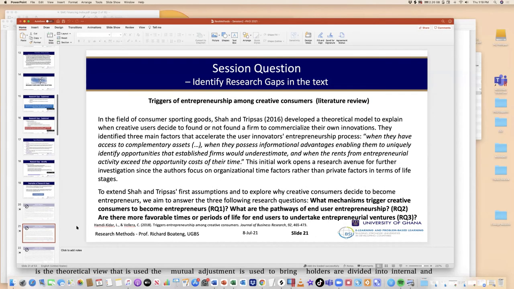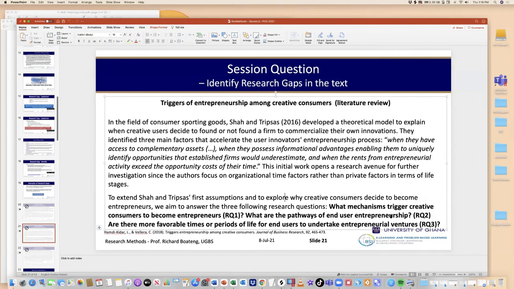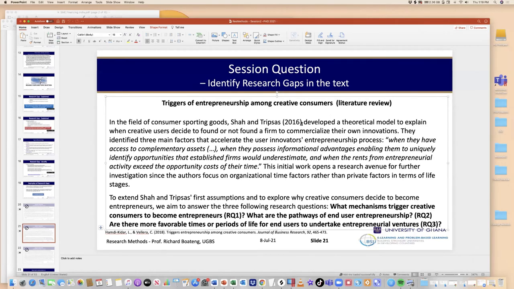But let me point out something here. This is a gap, a theoretical gap they point out here. In the field of consumer sporting goods, Shah and Tripsas developed a theoretical model to explain when creative consumers decide to found or not found a firm to commercialize their own innovation. So at what point does an end user become an entrepreneur and start a firm or not start a firm?